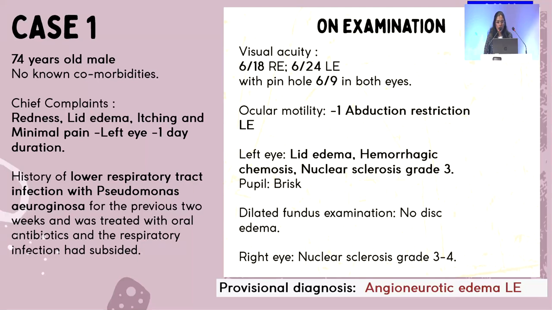On examination, he had a visual acuity of 6/18 and 6/24, which improved to 6/9 in both eyes. But on ocular motility examination, he had a -1 abduction restriction in the left eye. And the left eye had lid edema, hemorrhagic chemosis, nuclear sclerosis grade 3, and his pupils were brisk. Dilated fundus examination showed no disc edema. Right eye was normal except for a nuclear sclerosis of grade 3 to 4. We made a provisional diagnosis of angioneurotic edema in the left eye.